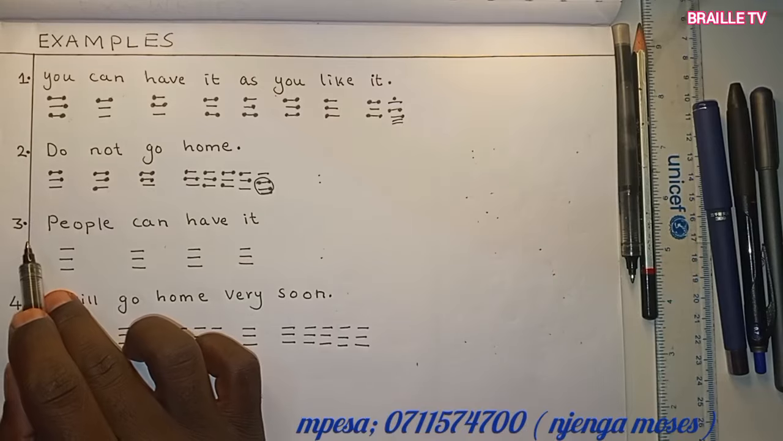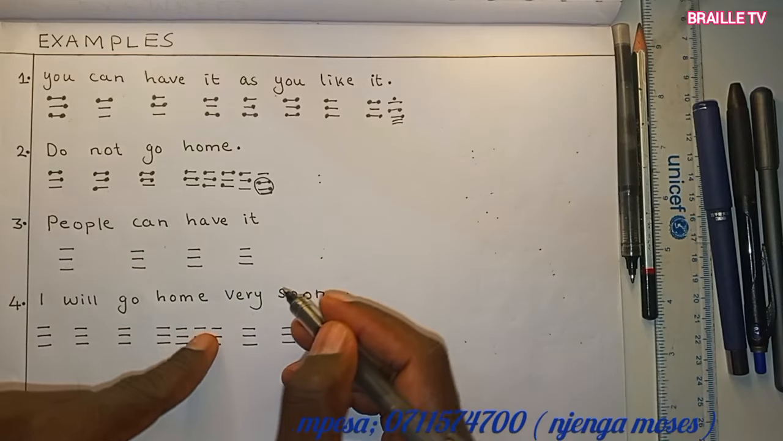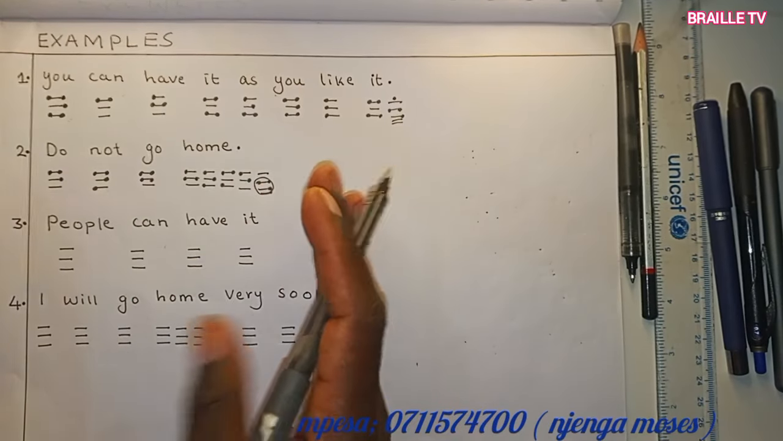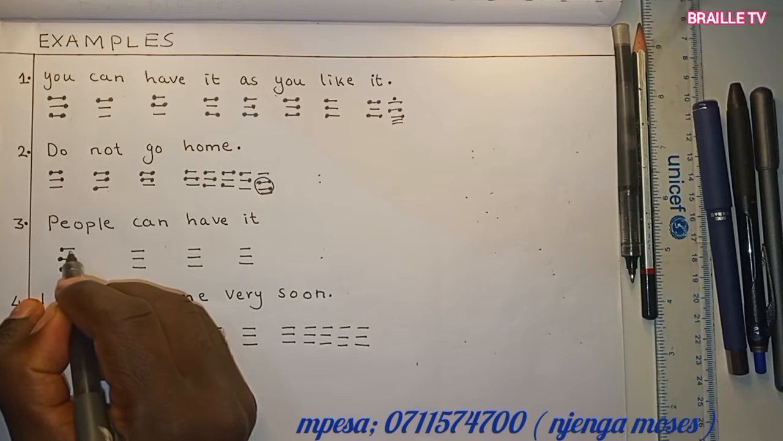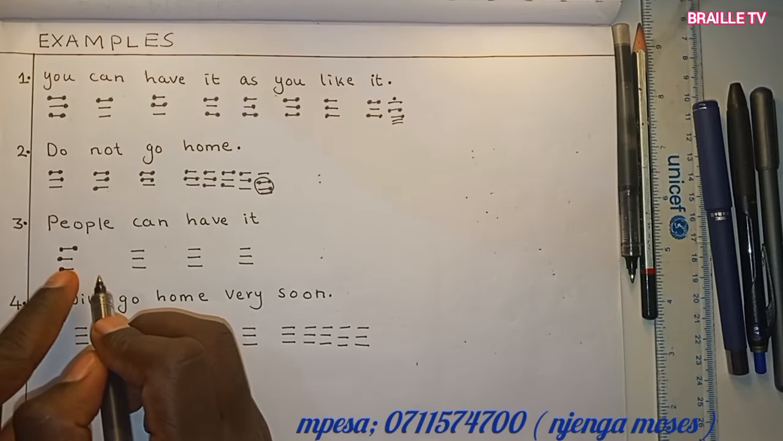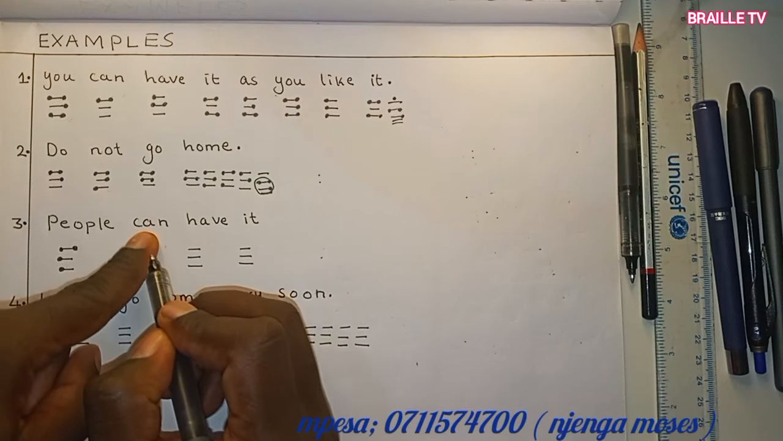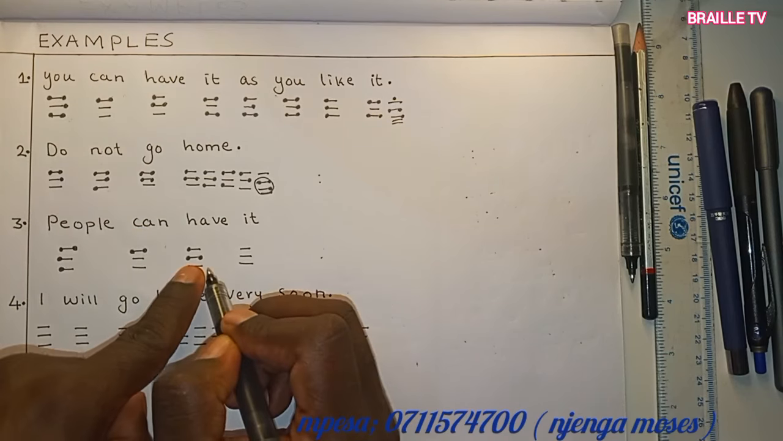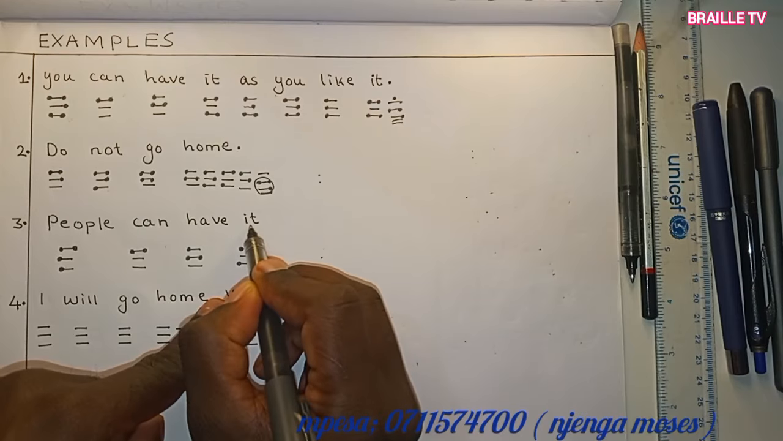Then the third example: people can have it. Remember, we are looking at simple upper word signs, and therefore we want to see how we apply them when it comes to sentences. People can have it. So people, I told you, is P. The letter P alone stands for people. Can, it is C, to denote can. Have, it is H, standing alone. Then it is X, like that, to denote it.